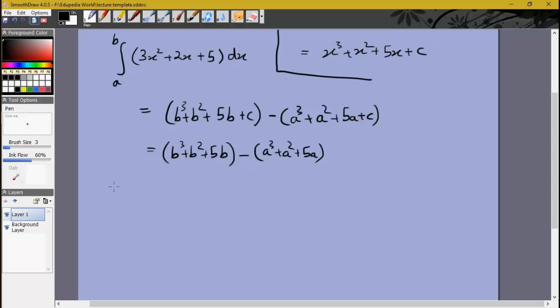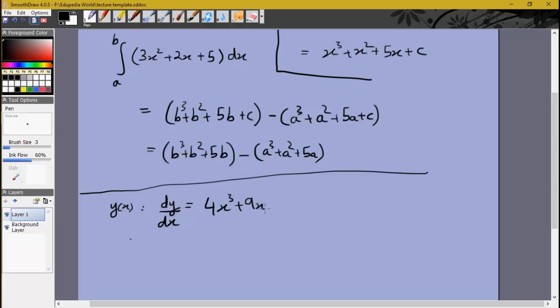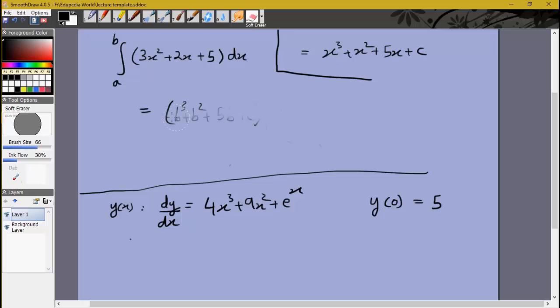Now let's say we were given the question that there is a function y of x which we need to find out, such that dy by dx is equal to say 4x cubed plus 9x squared plus e to the power x. And we were given, say, y of 0 is equal to 5, and we need to find y of x. So now I'm going to show you, I'll rub the upper part and I'll show you how you can solve a question like this using both the concepts of definite integration and indefinite integration.